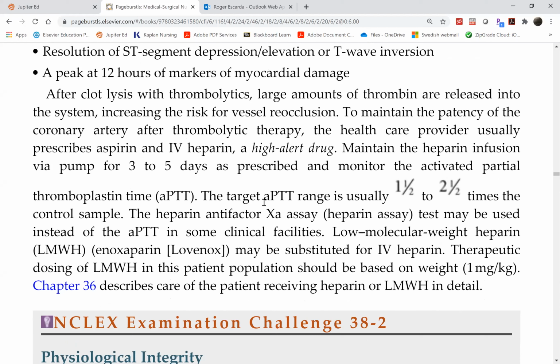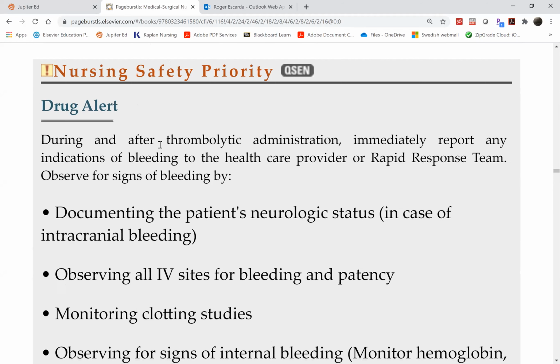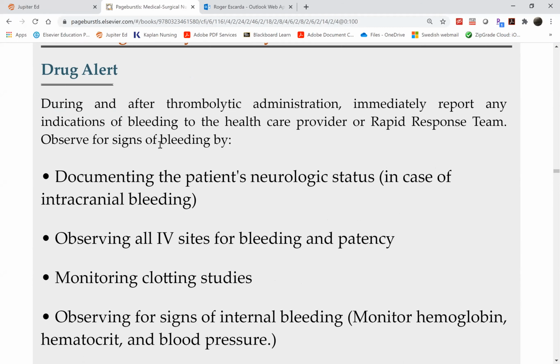The patient may also be on heparin infusion on top of these. So this is, of course, if the patient received thrombolytic therapy, then the heparin won't be given until 24 hours. You know that from chapter 45.